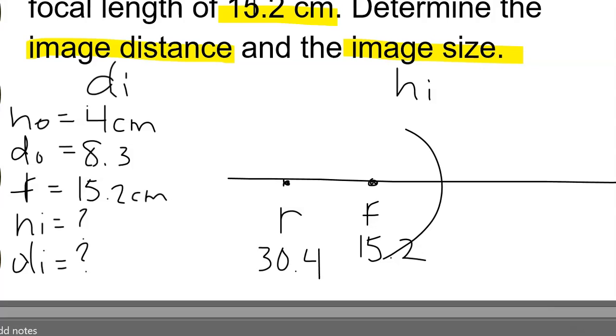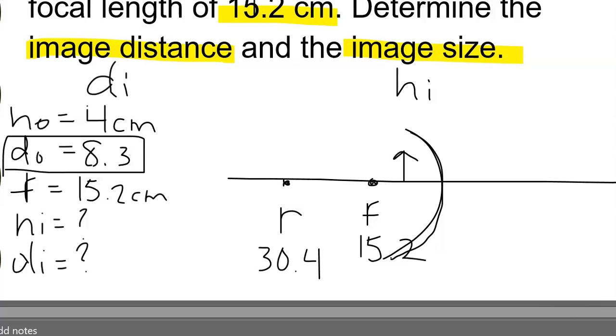Our object is located at 8.3. Remember that they gave that to us, 8.3. They gave us 15, so everything's in reference from the mirror itself. So if the mirror is 0 and this is 15, this is 30, then our object is actually going to be in front of the mirror.